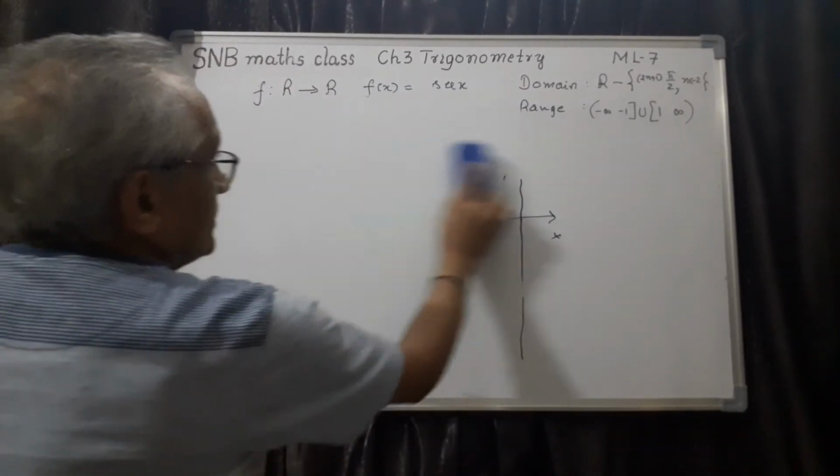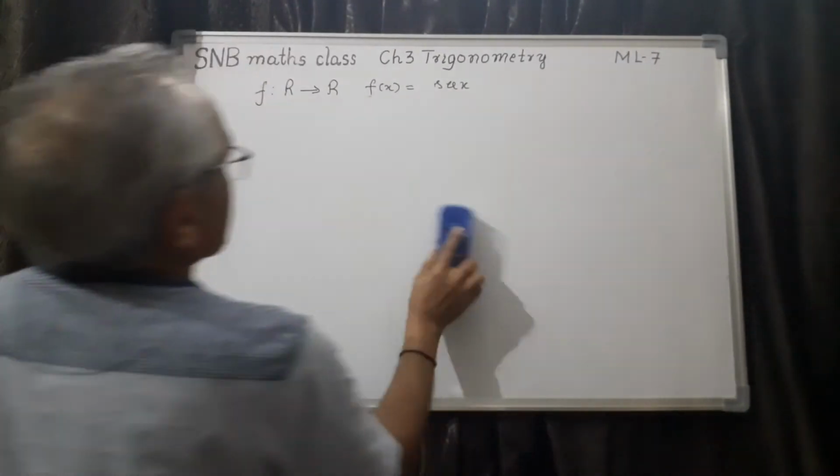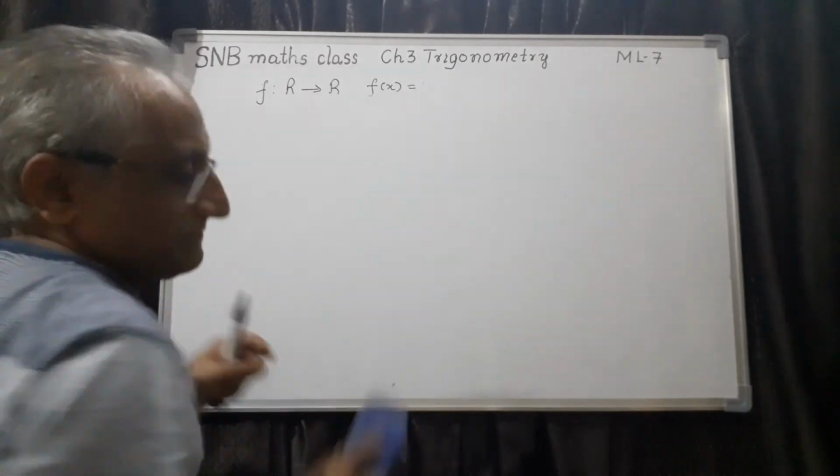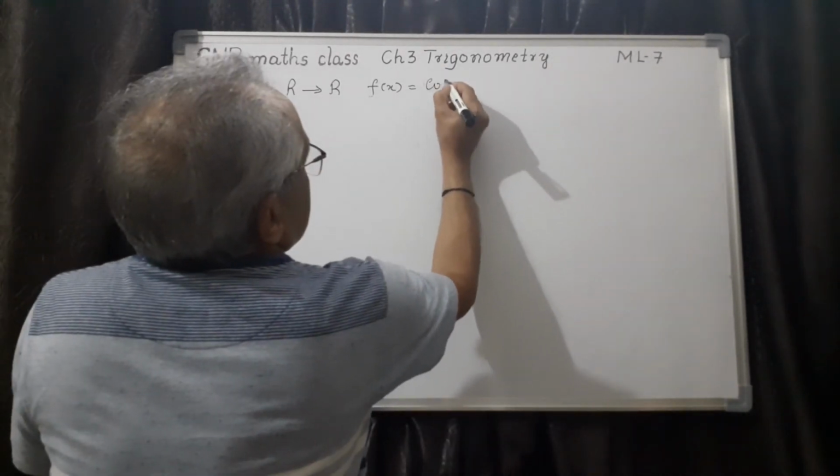Now the last one which you have to discuss is very simple now, say cot x. That is the last branch. So cot x.